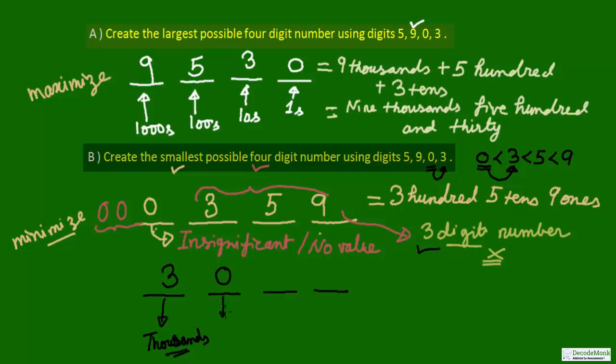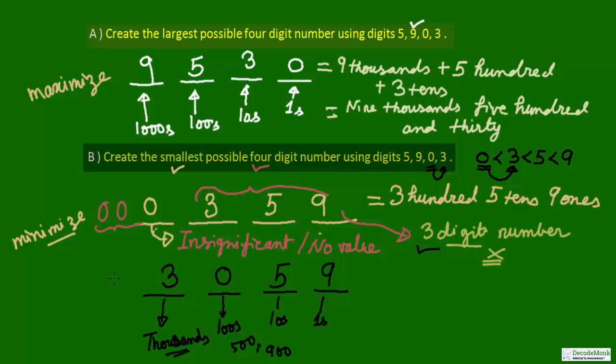So this represents the number of hundreds. To minimize this number, we have to put 0 at the hundreds place, because if you put 5 or 9, it will not make the number the lowest one: if you put 5, we will have 5 hundreds, and if you put 9, it will make this 9 hundreds. So to minimize, we have to take 0 in the hundreds place, so that we will have 0 hundreds. Next, by the same logic, we will put 5 at the tens place. This represents the number of tens, and 9, which is the largest digit over here, at the ones place.